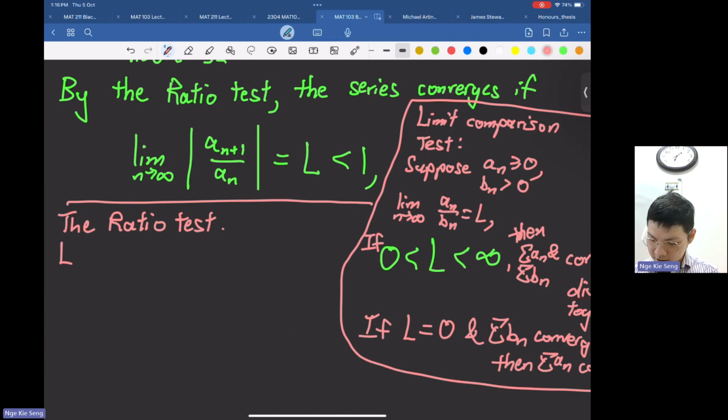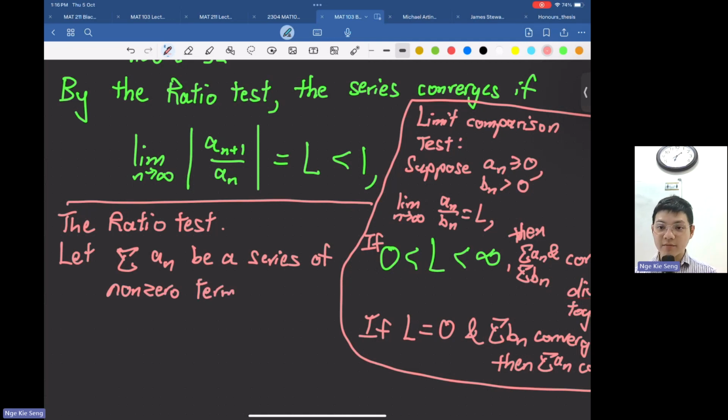Okay, so let An be a series of non-zero terms. Okay, very good. Why is it a non-zero term? Why should we have non-zero terms inside our series for the ratio test at all? Because we're going to divide our terms later: An plus 1 over An.